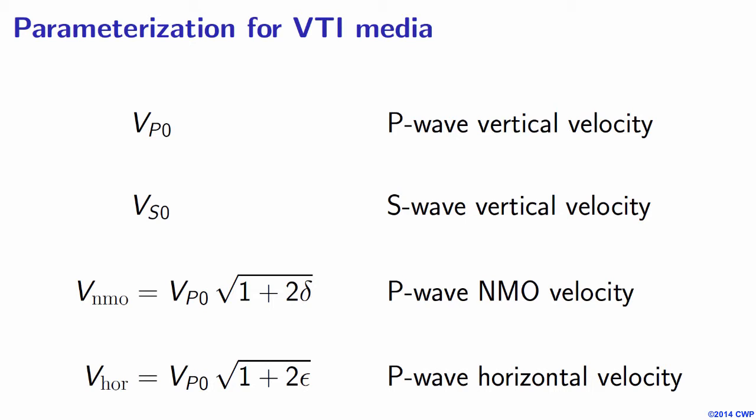And those model parameters are, again, as I mentioned before, the vertical P and S wave velocities and the P wave NMO and horizontal velocities. Choosing a model parameterization is up to us. We can define the model in terms of the vertical P and S wave velocities and epsilon and delta, or the 4 velocities that I mentioned here, or we could include eta somewhere. So it's entirely up to us.